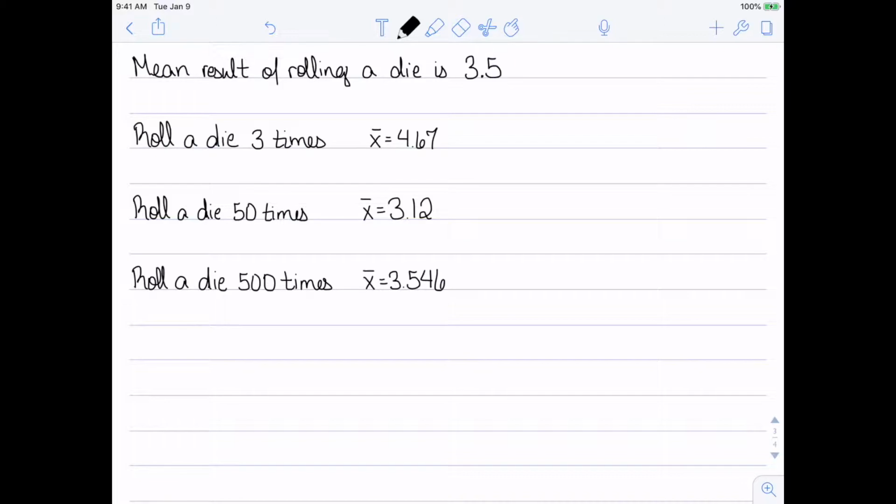And this is what I meant before. This is known as the law of large numbers. The bigger our sample is, the more times that we do our experiment, the closer and closer we're going to be to the true parameter. The more times I roll the die, the closer and closer I will be to the true 3.5.